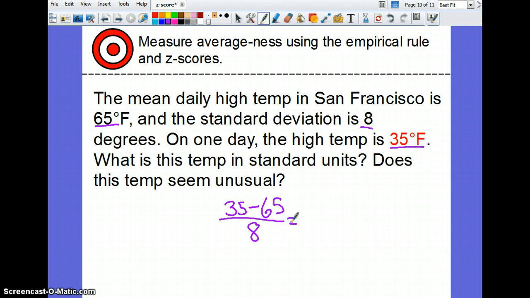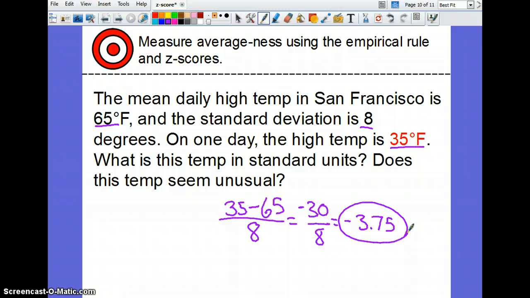All right, so 35 minus 65, negative 30. So negative 30 divided by 8 is going to be negative 3.75. Remember that 99% of your data is supposed to fall between -3 and +3 standard deviations. This just blew by -3 by 0.75. Okay, so this is going to be highly unusual.